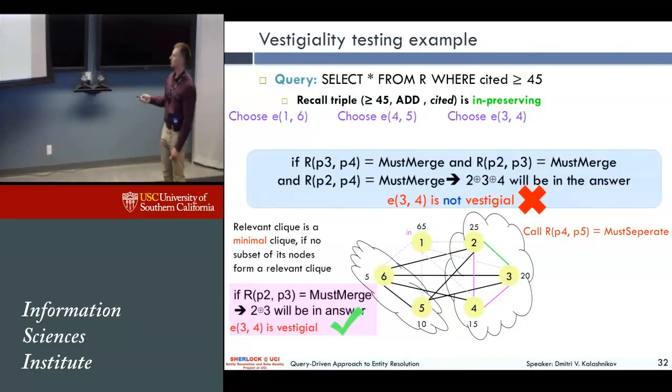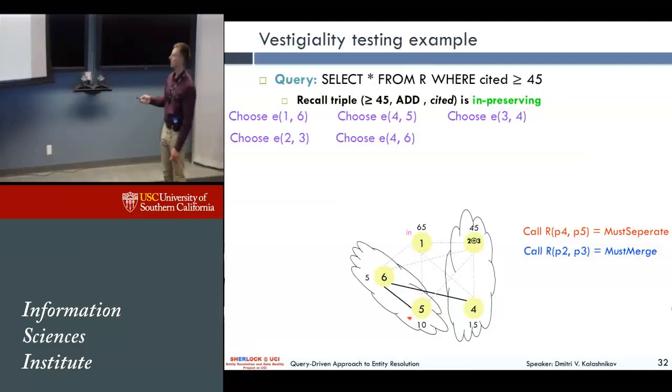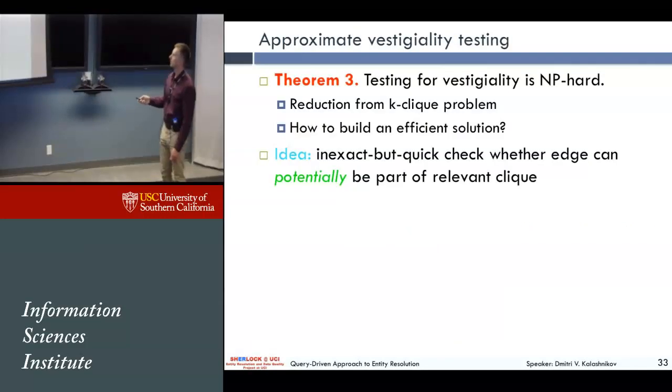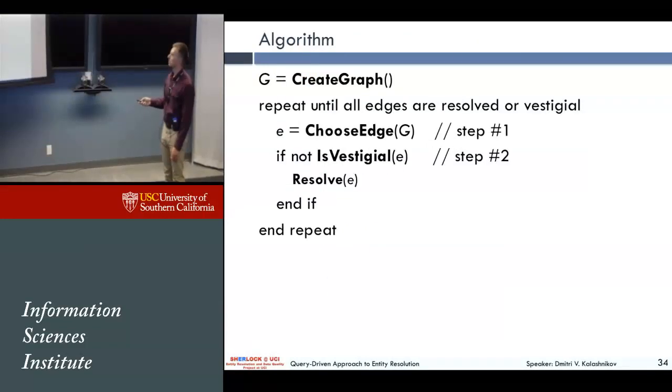Yeah. Let me quickly... Testing for vestigiality is NP-hard. So how do you do it efficiently? What you can do is devise an inexact check whether an edge can potentially be part of a clique. So there is a fast algorithm.